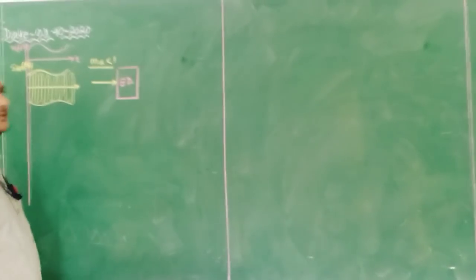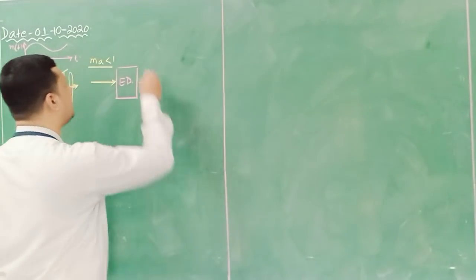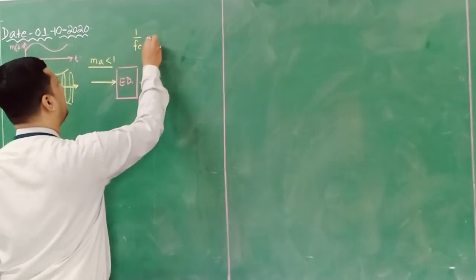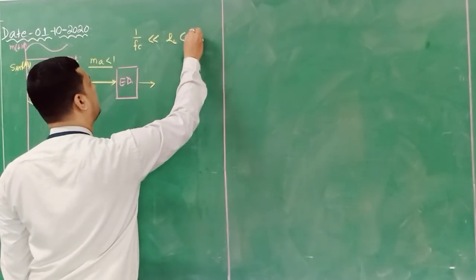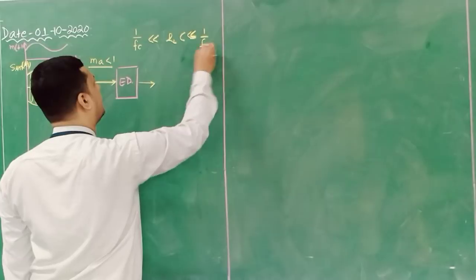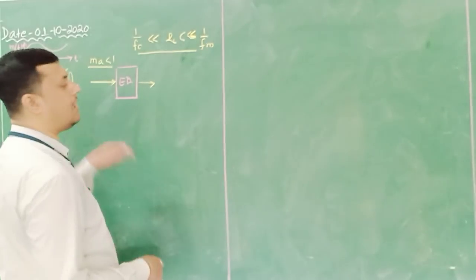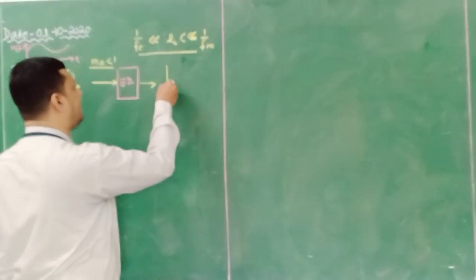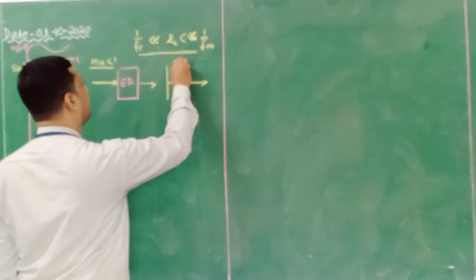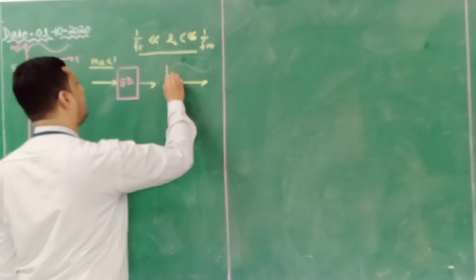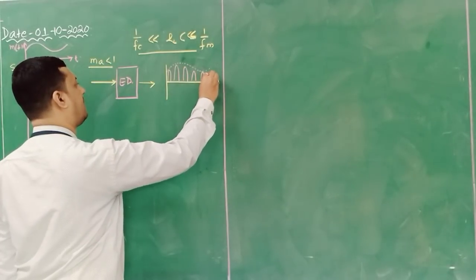to the envelope detector, what is the output? What is the condition for the envelope detection? The proper condition is 1 by Fc must be less than RL into C, and must be less than 1 by Fm, for proper envelope detection. If this condition is satisfied, then what will be the output of the envelope detector? The output will be in which these are the output, positive half.